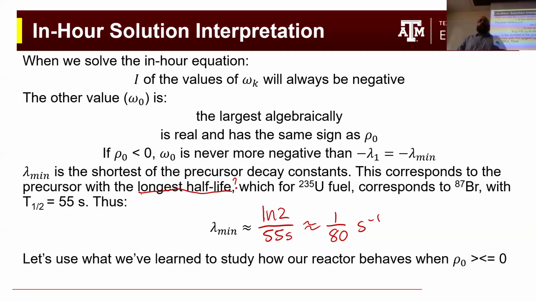So that lambda minimum is important because it tells you that 1 over 80 seconds is the fastest our system could respond to a given change. If we have a negative reactivity insertion, what that tells us is that it would take at least 80 seconds for our system to be able to shut down. And so we can take these interpretations and learn a lot about how to study reactor behavior and the response of a reactor if you have a reactivity insertion that's either positive, negative, or 0.